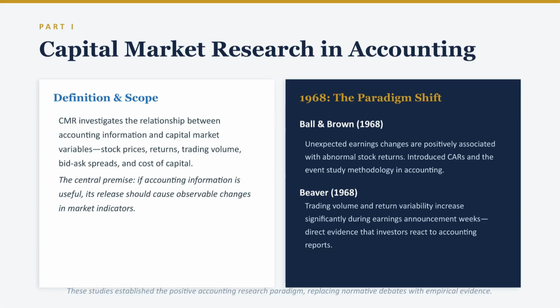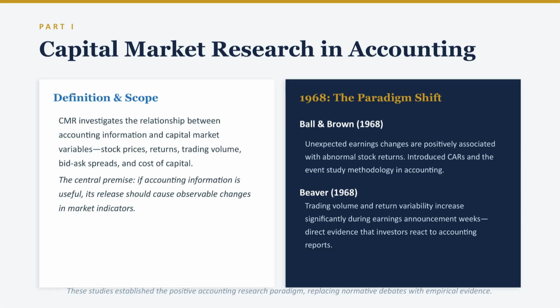Ball and Brown, 1968, demonstrated that unexpected changes in annual earnings are positively associated with abnormal stock returns. This was the first large-sample empirical study to show that accounting earnings convey information to the stock market. The study introduced the concept of cumulative abnormal returns, CARs, and established the event study methodology in accounting research.